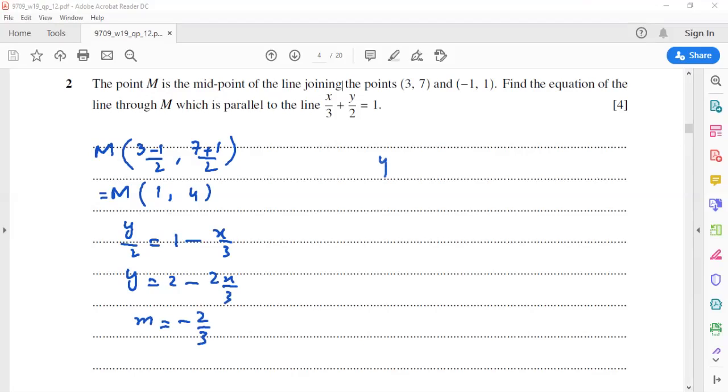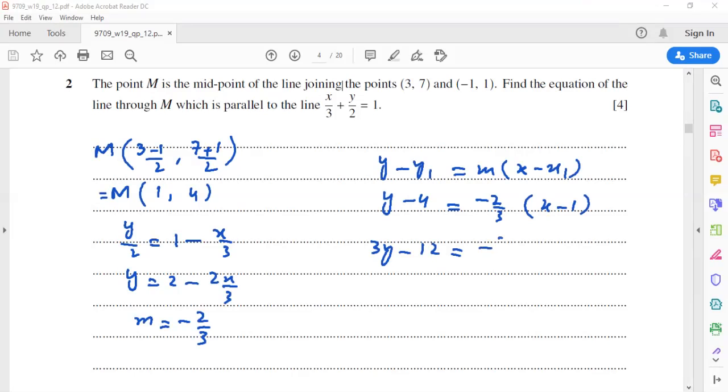Now by using the equation of line formula, y minus y1 equals m into x minus x1. You don't even need to write this if you're writing in the paper. So it's y minus 4 equals minus 2 over 3 into x minus 1. The maximum simplification will take you to 3y minus 12 equals minus 2x plus 2, or you may write it as 3y plus 2x equals 14.